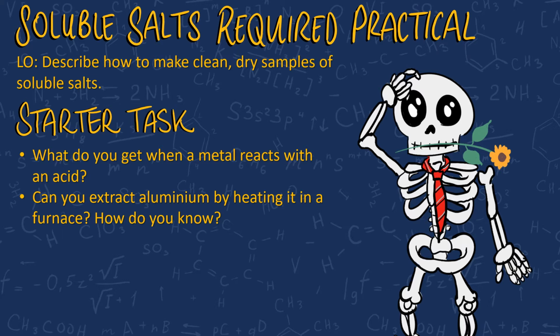Number 2, can you extract aluminium by heating it in a furnace? How do you know? So no, you can't extract aluminium by heating it in a furnace. And the reason we know that is because aluminium is above carbon on the reactivity series, so a displacement reaction won't take place. So give yourself a mark out of 2 for those, please.